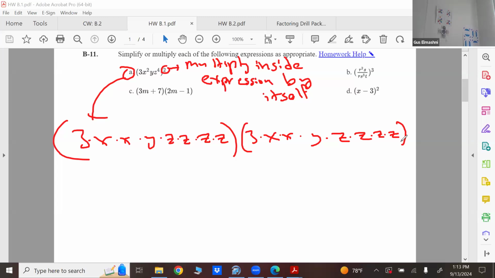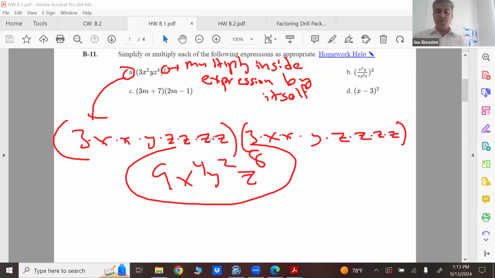So I do it again: 3, x, x, y, z, z, z, z. Now, 3 times 3 is what? That's pretty obvious. And then how many x's do I have? How many y's do I have? How many z's do I have? Done. So you could do it that way.